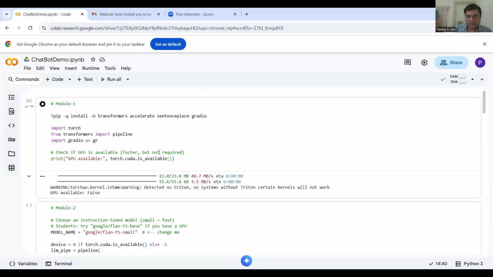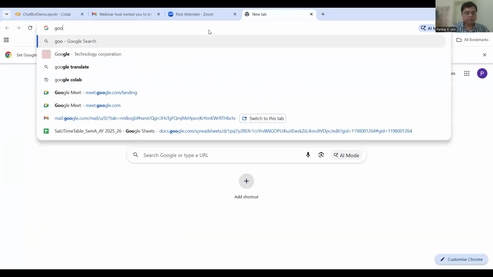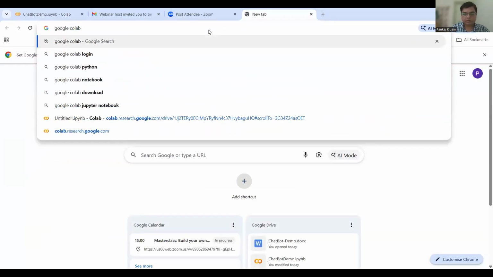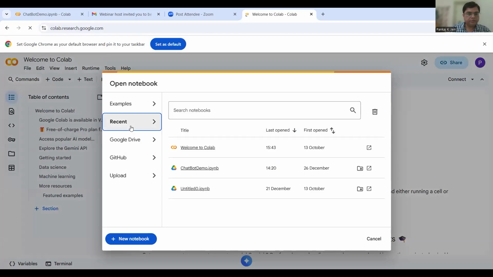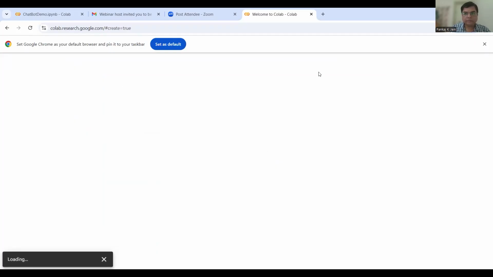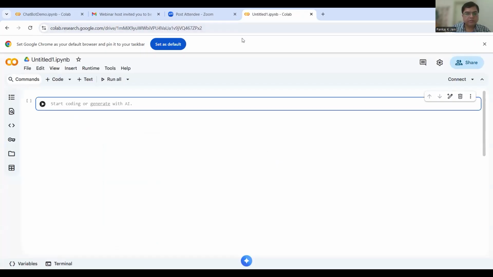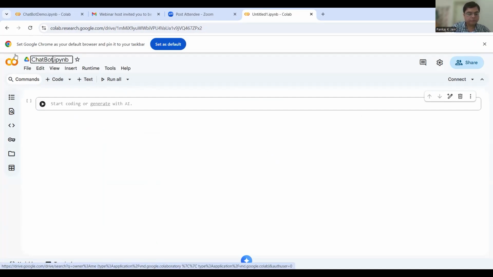This is the dependencies installation. So I will introduce you to Google Colab. You can type Google Colab in your Google Chrome browser, and log in with your Gmail ID. Then you can open a new notebook here, just like this. Your new notebook will be opened. You can rename it, for example, to chatbot demo, and then you can start typing here.